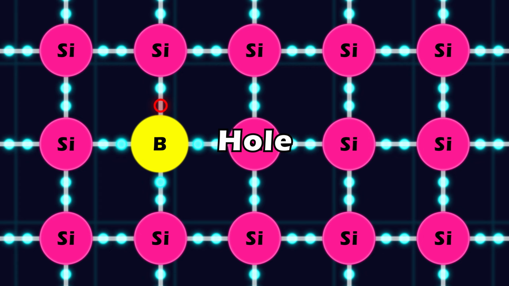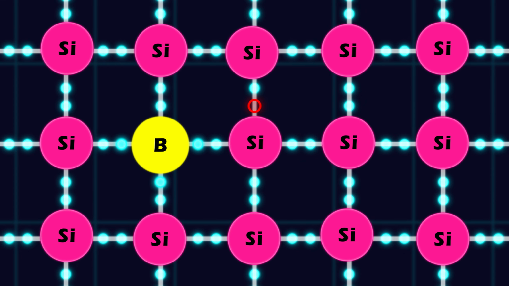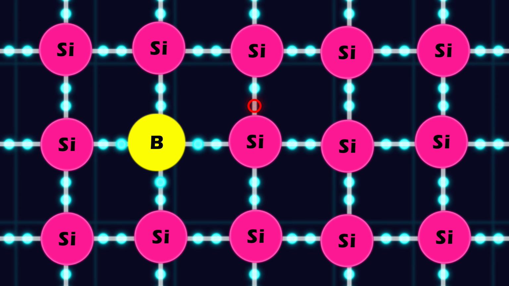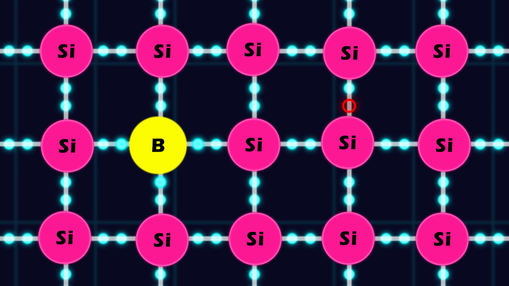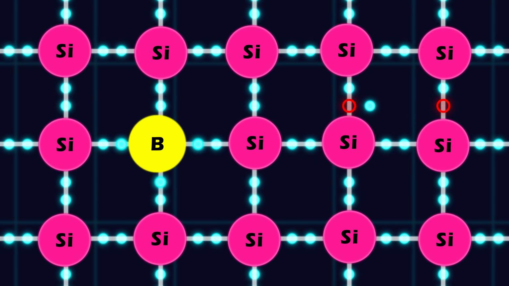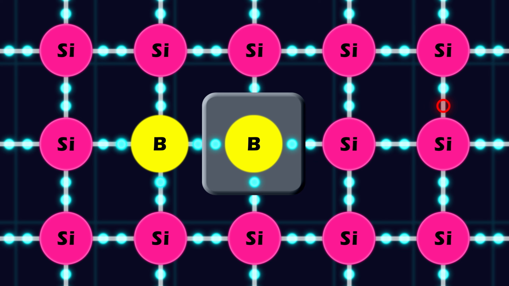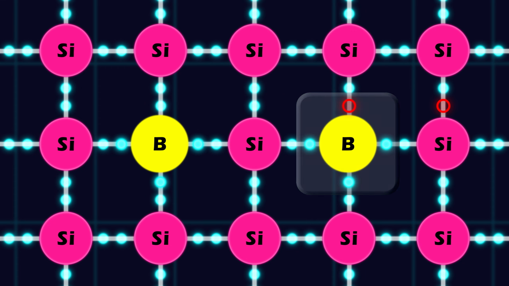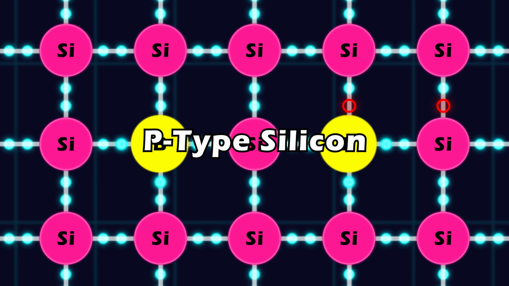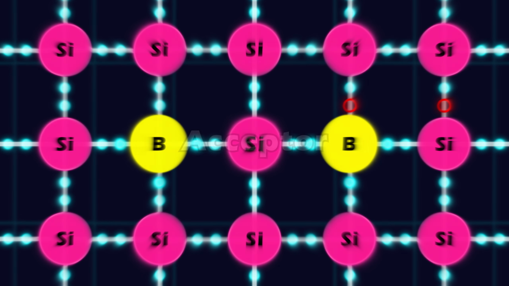Here is the key to the digital age. If a nearby electron jumps to fill that empty spot, it leaves a new hole where it used to be. As another electron jumps, the process repeats. While the actual electrons move one way, the hole appears to move in the exact opposite direction. In engineering, we treat these holes as real physical particles with a positive charge. Because this material is now full of these moving positive spots, we call it P-type silicon. Here, boron acts as an acceptor, looking for electrons to fill its vacancies.